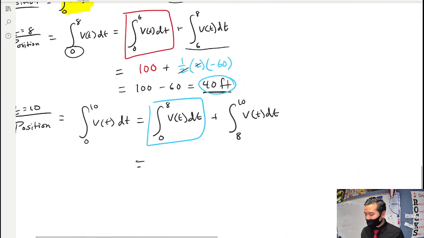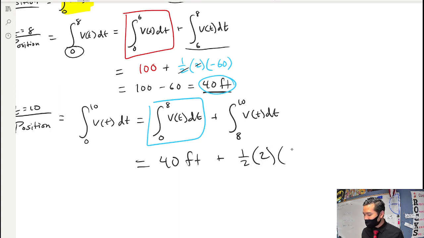So this right here is equal to 40 feet. We already got that one. Plus, let's do this one right here. It's going to be 1/2, base is 2, height is what? 40. So what do I get as our answer? This cancels out. This cancels out. I'm left with 40 plus 40, which is equal to what? 80 what? 80 feet.